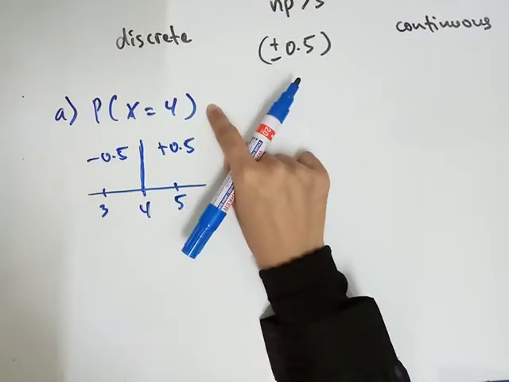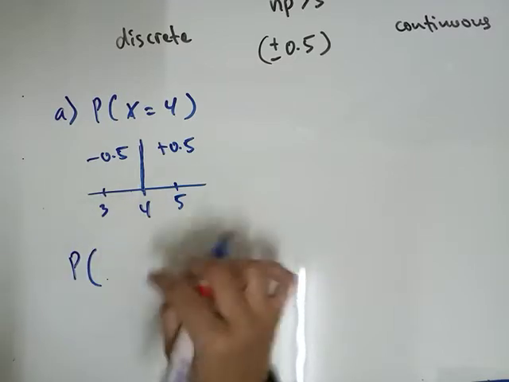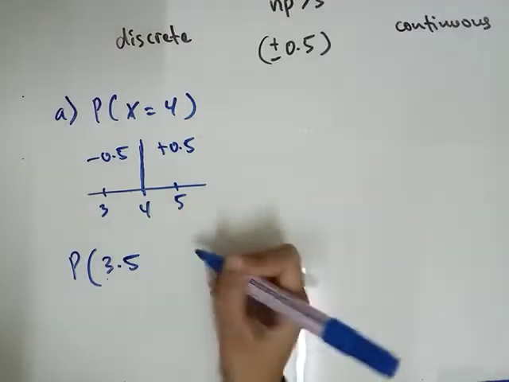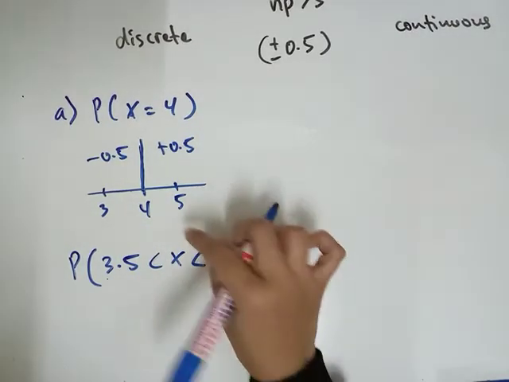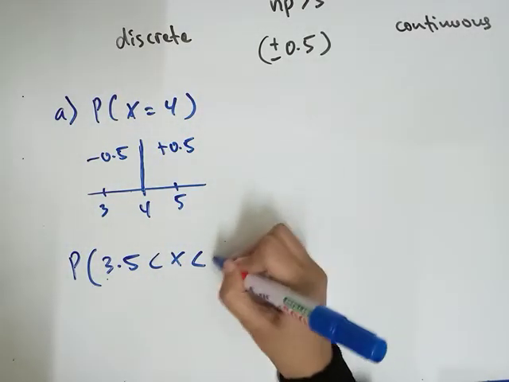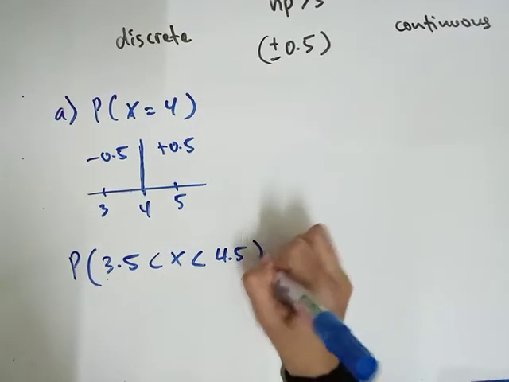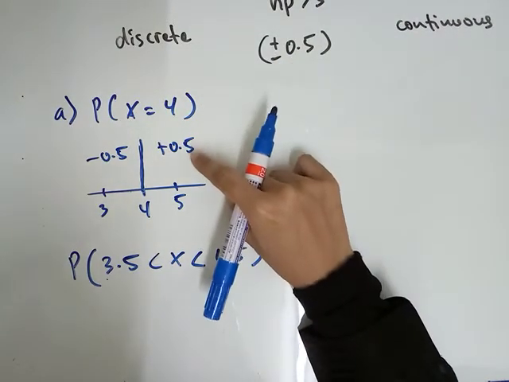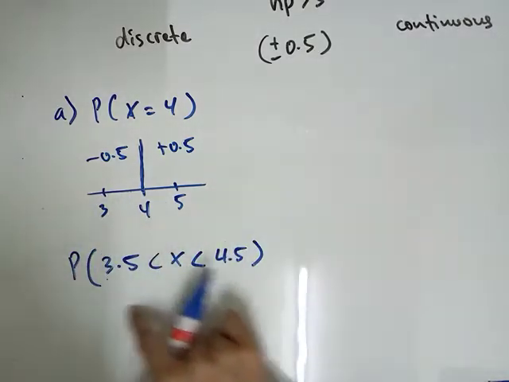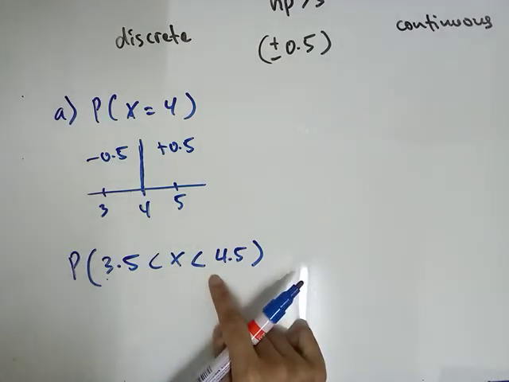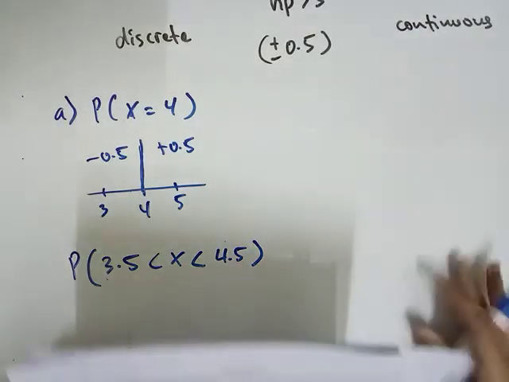Therefore, to change from binomial to normal, you must do 4 minus 0.5, then you will get 3.5. And then X is in between. After minus, you add 0.5, which is 4.5. This is from binomial, and you have done the continuity correction factor. And this is the new probability that you need to find, when X is in between 3.5 and 4.5. This is for A.